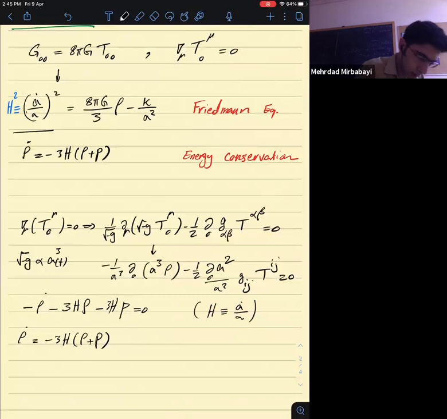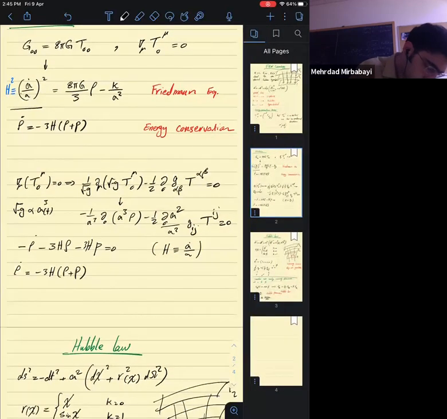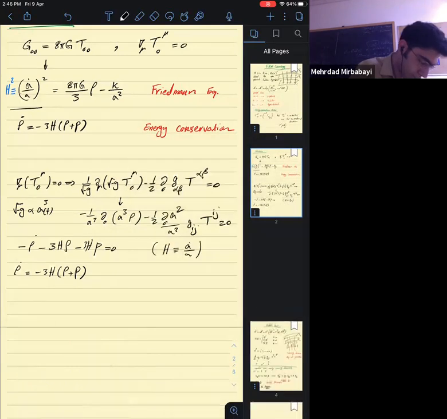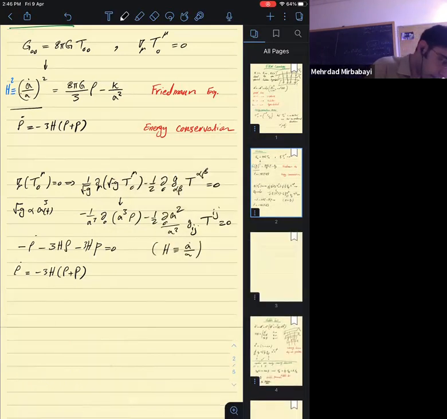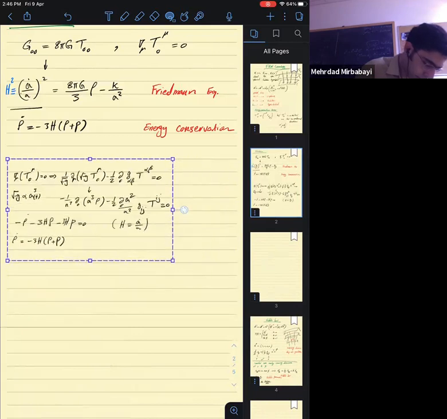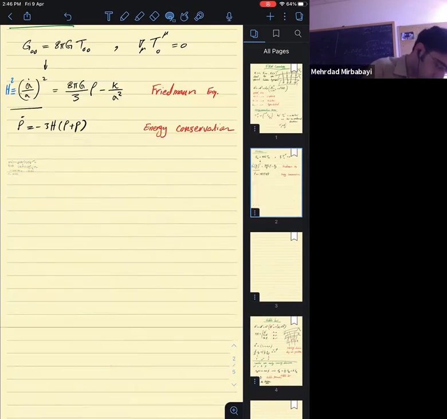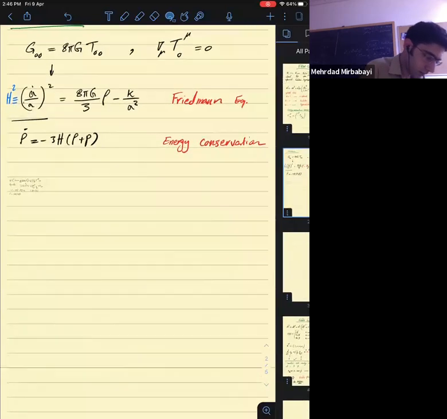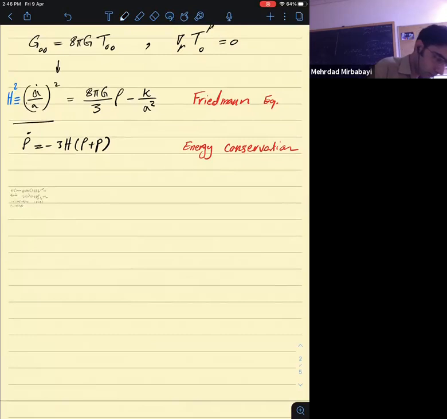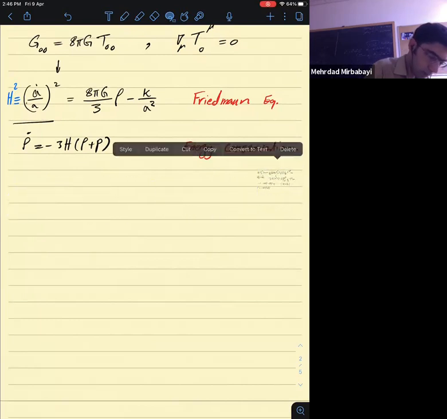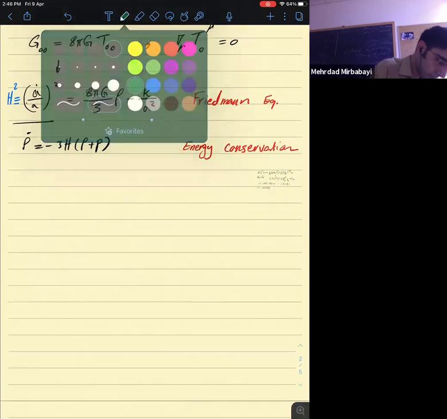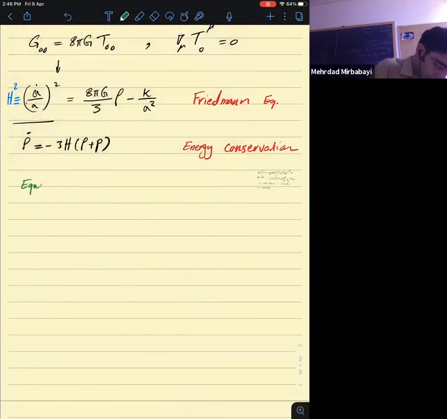So maybe we can add a page here. And this is stuff I think we don't need anymore. Equation of state.